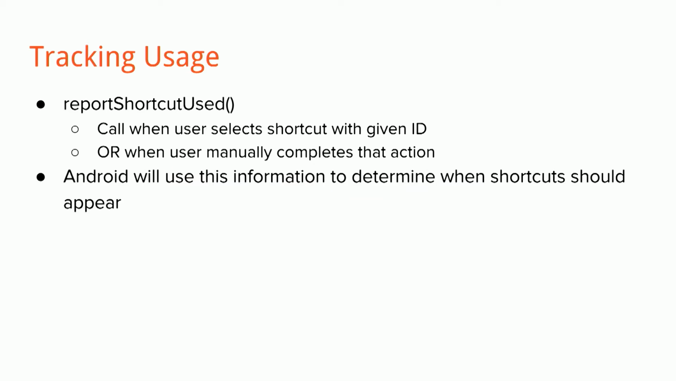One of the most useful things that ShortcutManager offers is a method called reportShortcutUsed. You can call this method every time the user selects a certain shortcut with an ID, or when a user completes an equivalent action within the app. The good thing about this is that when you call reportShortcutUsed every time users perform certain actions, then you know exactly how they're using the shortcuts, or if they're even using them at all. And the other magical thing is that the Android launcher app itself will use this information to determine what kind of shortcuts should appear for your app. So this method is really useful.